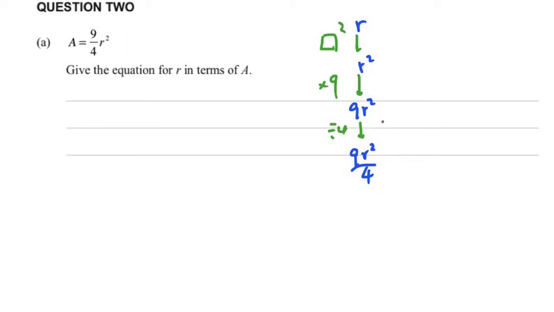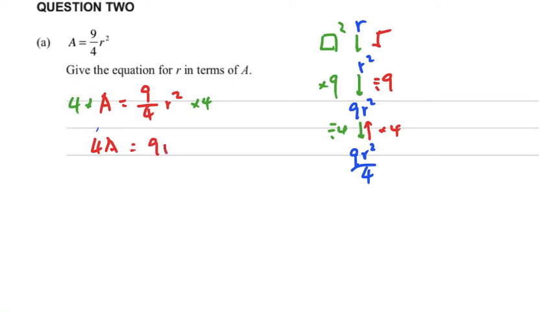If you want to go backwards, of course, that's what we have here: 9r squared divided by 4. You can go backwards to reverse that order of operations. The way to reverse divide by 4 is times 4. The opposite of times 9 is divide by 9. The reverse of square is square root. So we have a equals 9 divided by 4 r squared. Let's multiply by 4 first. So you times 4 to both sides, and then you have 4a equals 9r squared.